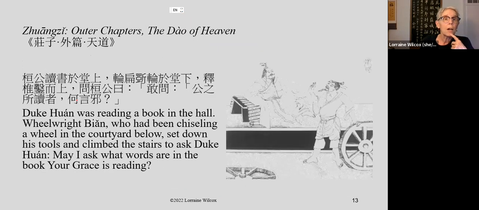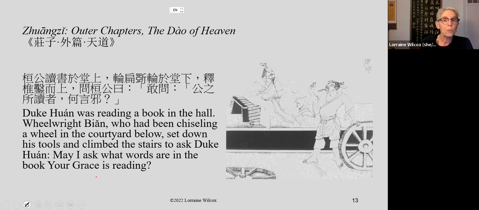Okay, there's another story from Zhuangzi. Zhuangzi is amazing. Parts of it are just hard to understand, but the good parts are so fabulous. So this is from a different chapter of Zhuangzi, from the same book, from the same philosopher. And so the Duke was reading a book in his hall, in his office, whatever. And wheelwright Bien, somebody who's making wheels for him, had been chiseling a wheel in the courtyard nearby.